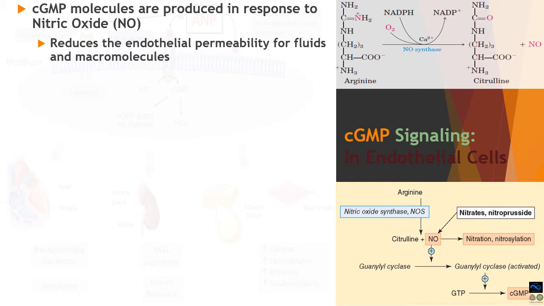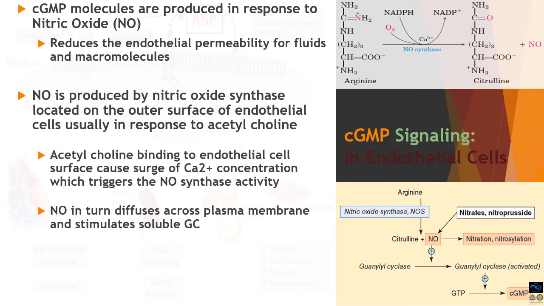The actual relay of the signaling is via a hormone, acetylcholine, which binds to the external surface of the endothelial cells. This results in a transient increase in the calcium concentration within the cell, which in turn activates the NO synthase, and nitric oxide synthase produces more and more nitric oxide from the arginine. This nitric oxide then binds to the soluble guanylyl cyclase and thereby activates it, converting more and more GTP into cGMP.